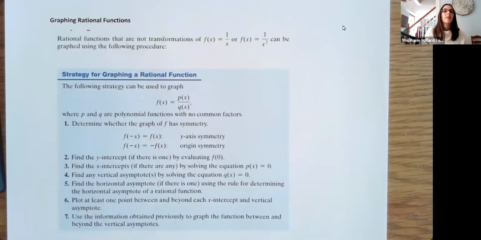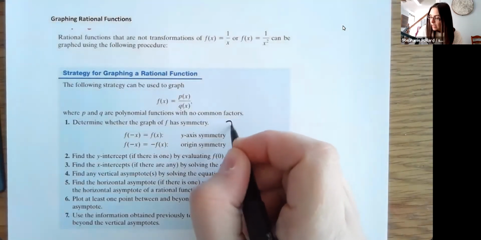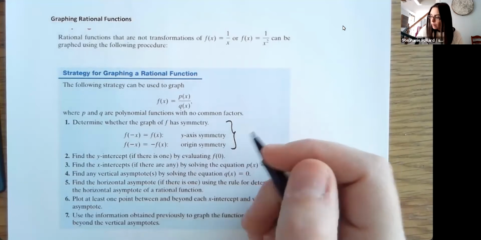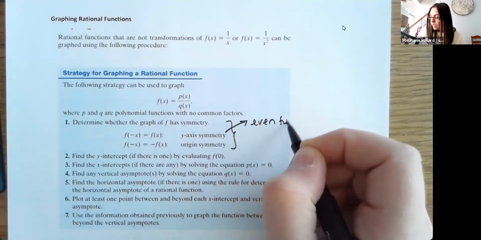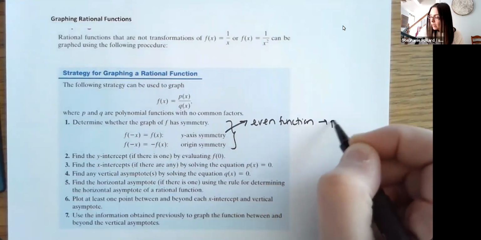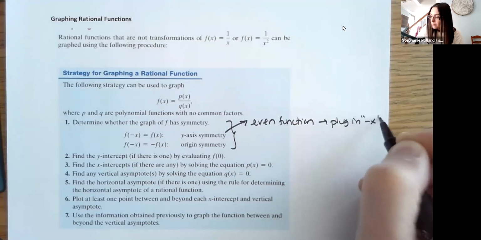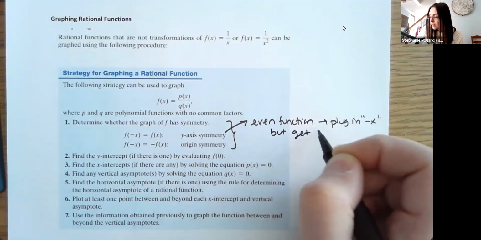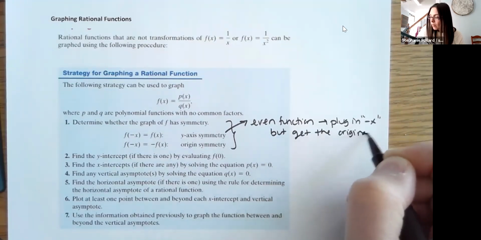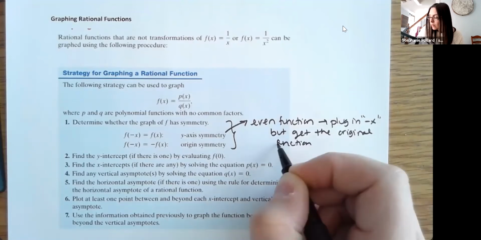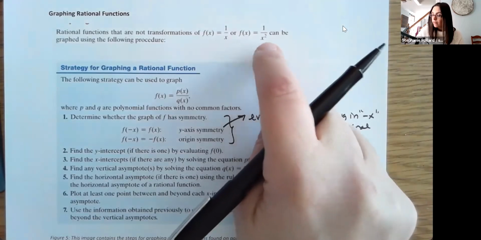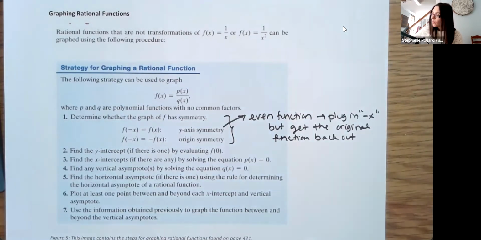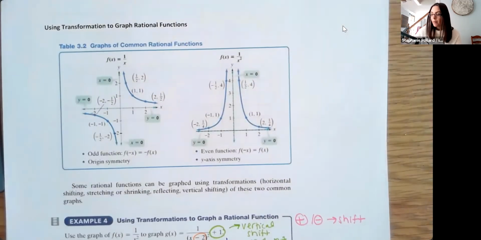So the first thing that's recommended is that you test for symmetry. We've already actually learned this, and this goes back to the idea of even and odd functions. So remember that if you have y-axis symmetry, that is an even function. What happens is you plug in negative x, but get the original function back out, okay? So something like that x squared function, let me see if I can find the picture of it real quick. That was here, is an even function.